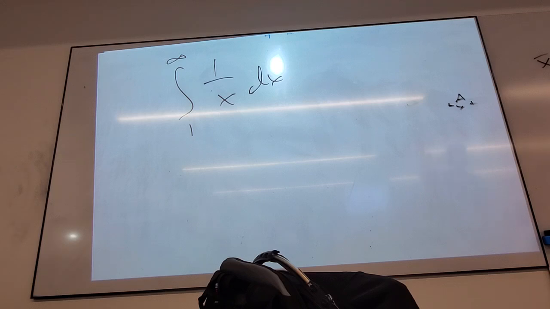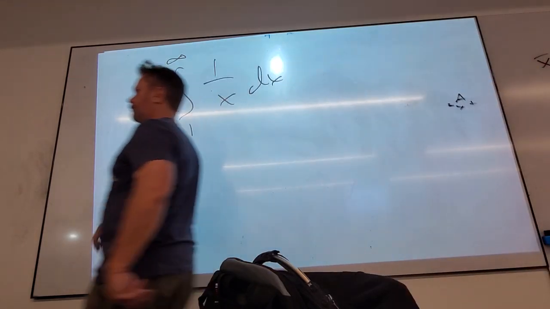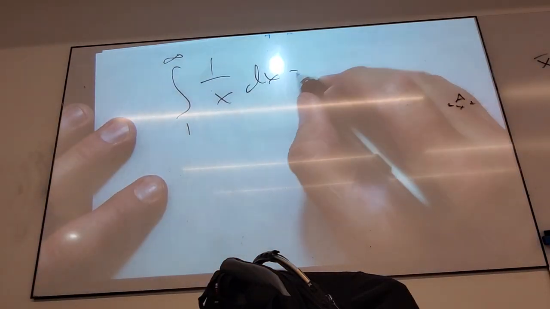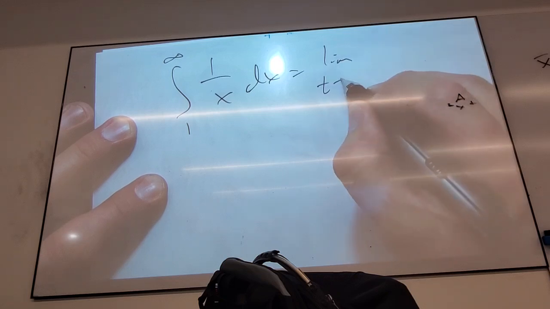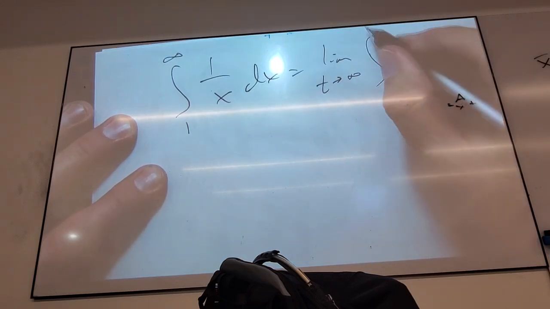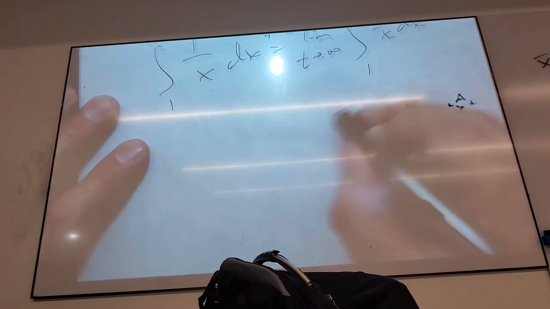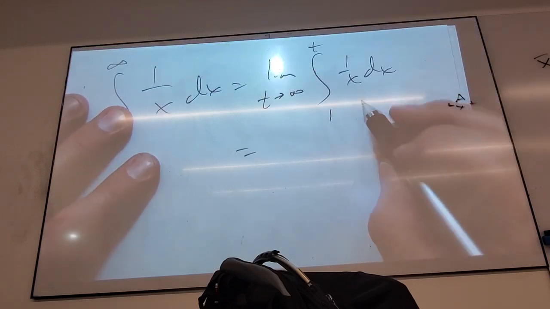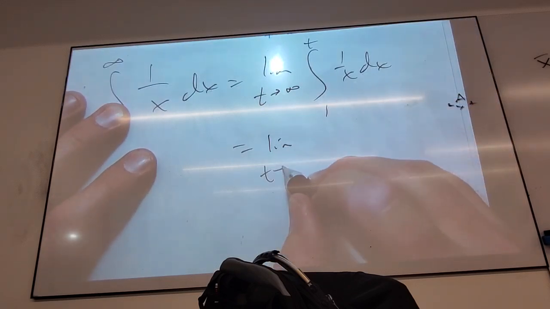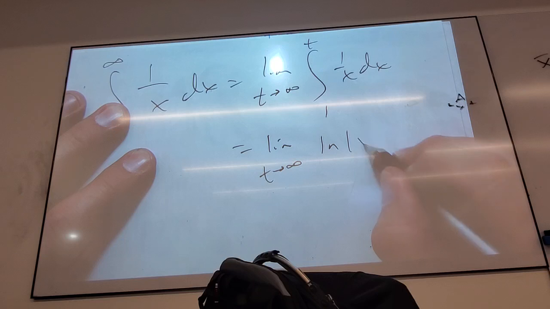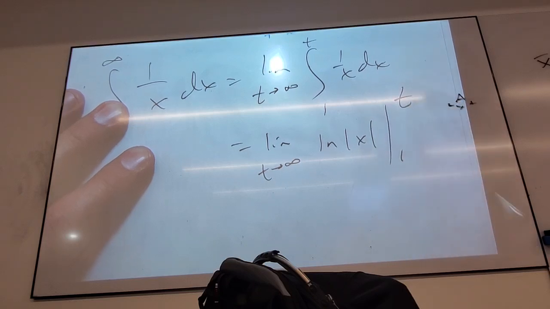So let's do this one. This was nice and quick. Because what's the integral of 1 over x? Natural log of absolute value of x. Let me rewrite this first. So you get the limit as t goes to infinity, natural log of x from 1 to t.